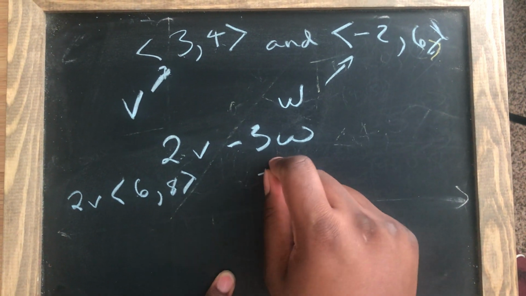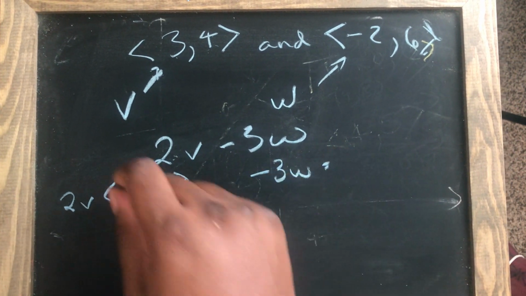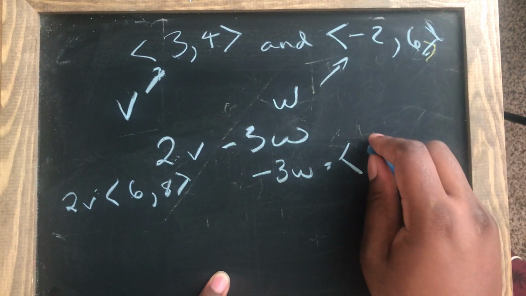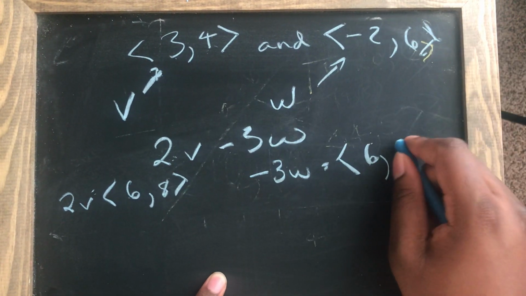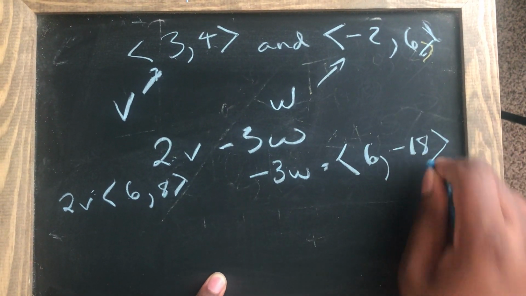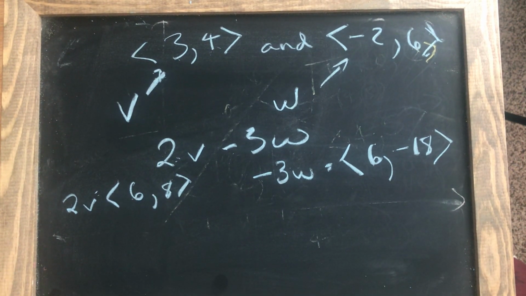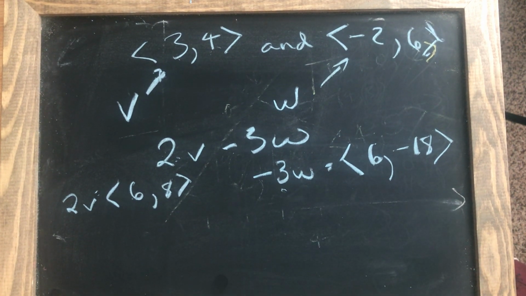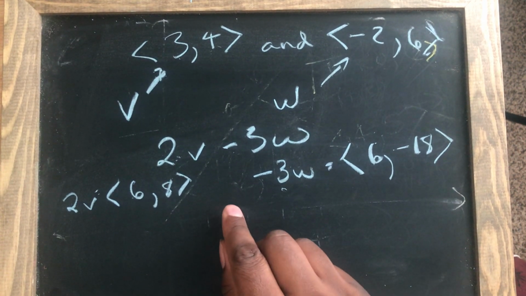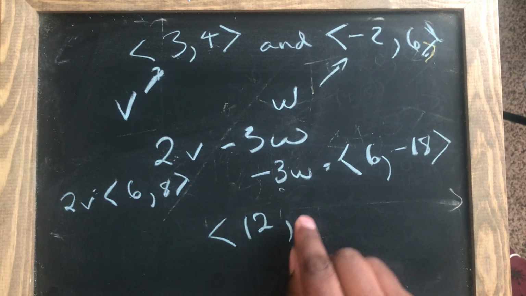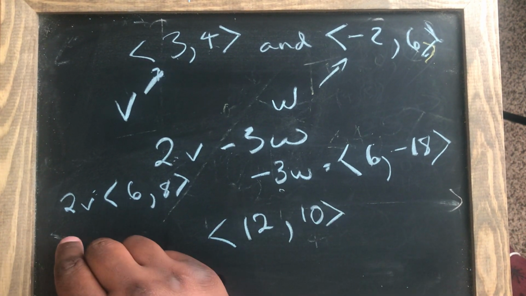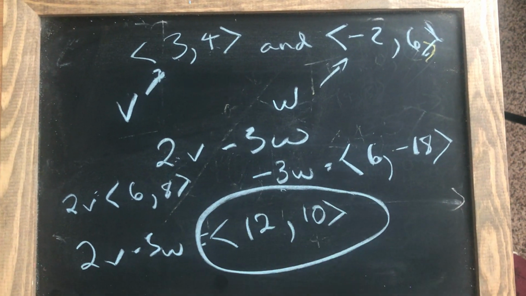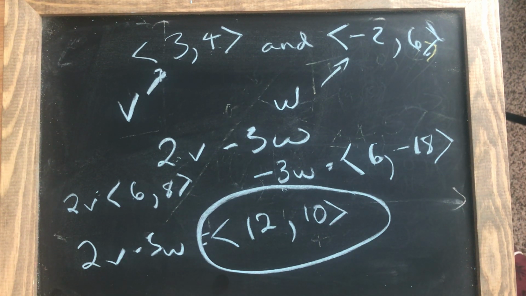Negative 3W. Well, negative 3 times negative 2 is 6. Negative 3 times 6 is negative 18. So those are my two component vectors. Now, all I got to do is add them together. I went ahead and multiplied by negative 3, so it's not really subtraction. So I just got to add these two together. And my resultant vector becomes (12, 10). Y'all see how easy this is? It's really not that bad.